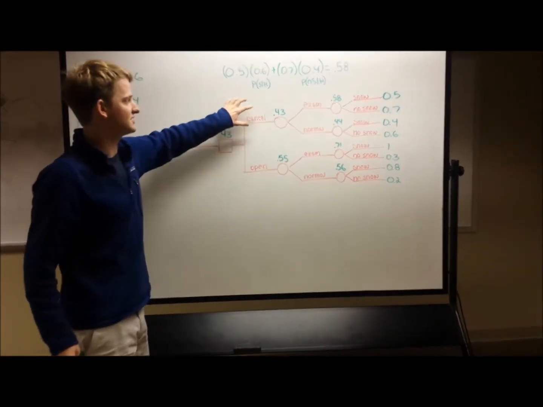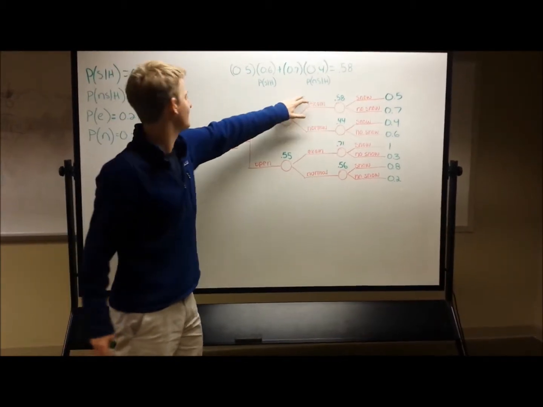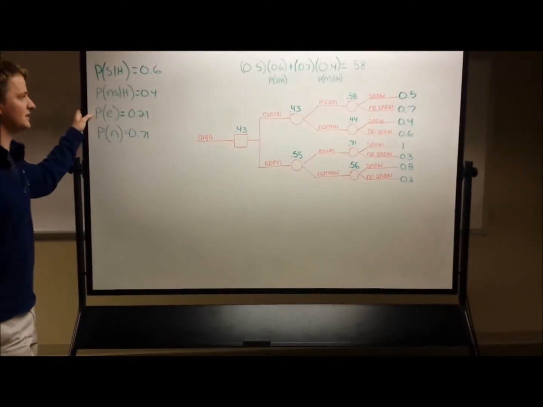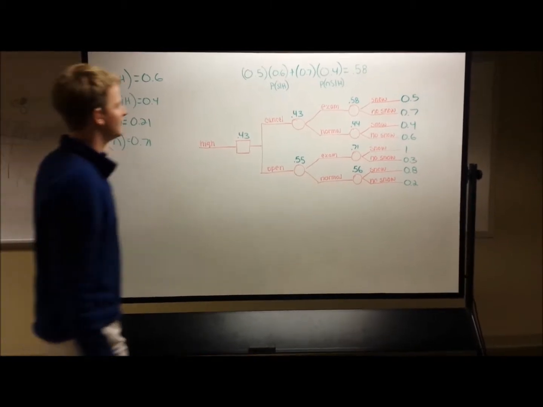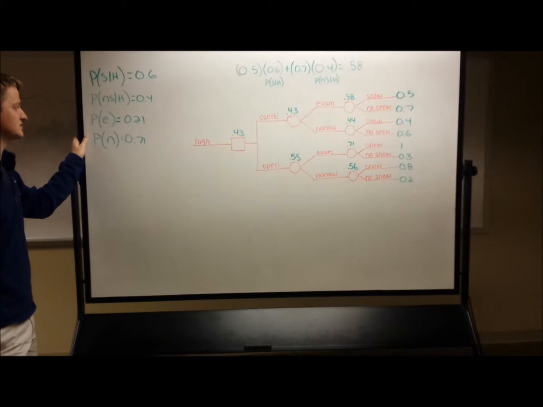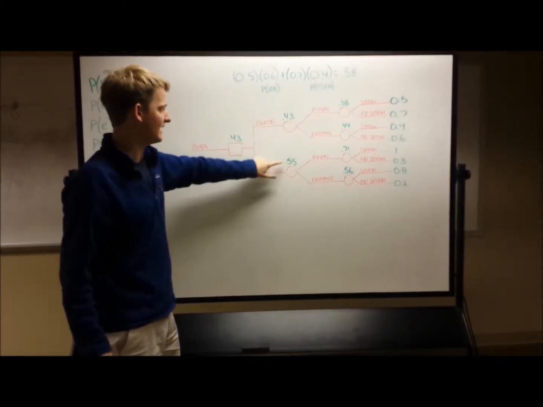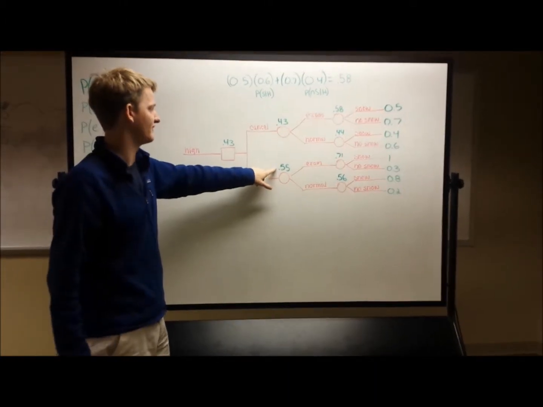Then you do the same thing again using 0.58 and 0.44. So 0.58 times the probability that it is an exam day, that's 0.21, plus 0.44 times the probability that it is not an exam day, which is 0.71. And you add those two up to get 0.43. And again, the same process applies down here to get 0.55.